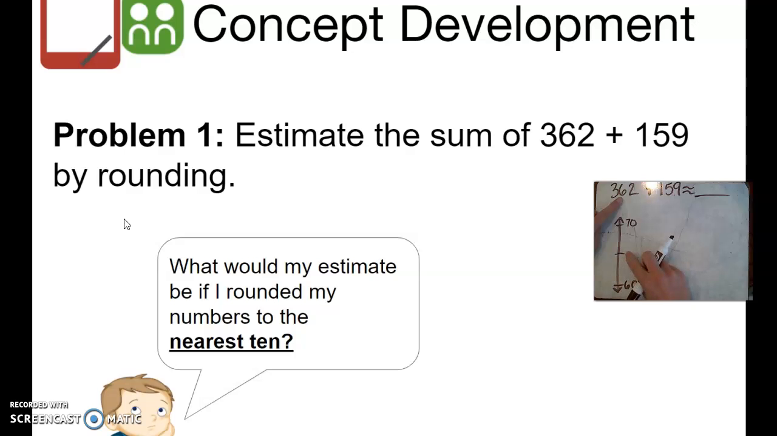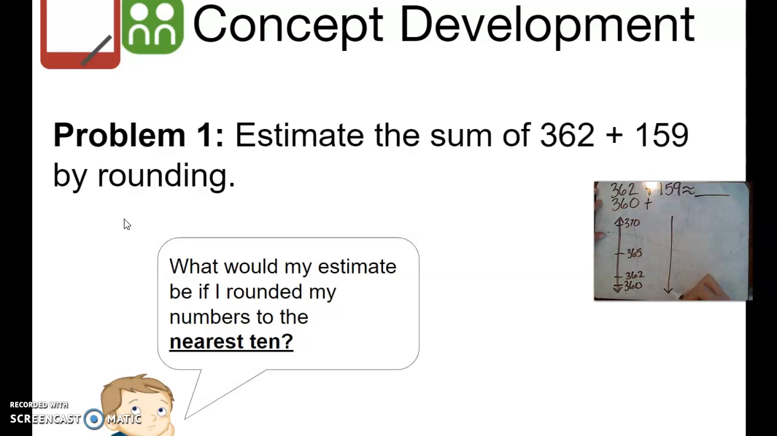Pause the video and find the midpoint and where 362 would go. While you were paused, I realized I made a mistake. This should say 360, and this should say 370. Oh my gosh. The midpoint is 365, which means 362 goes down here. So if I were to round 362 to the nearest 10, I would round to 360. Now I'm going to do the exact same thing with 159.